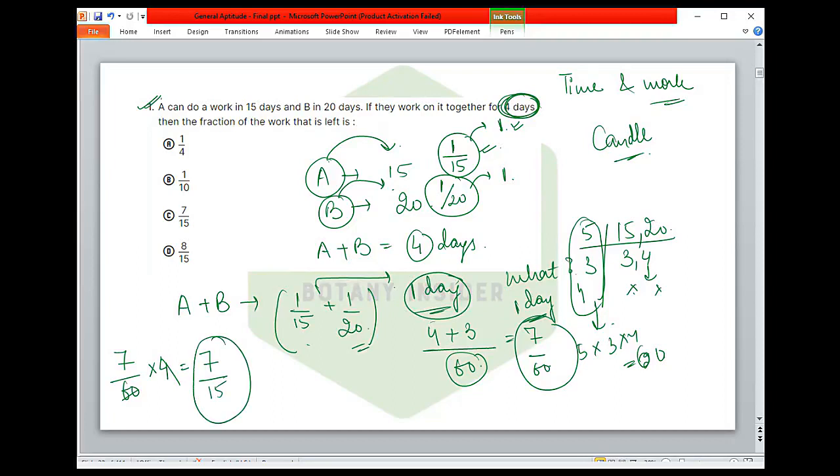Now this is not the final answer. Reason being, the question is asking us the fraction of work that is left. This is the work that is completed. So what is the fraction of the work left? When we are not given anything in the question regarding the amount of the work, we take the total work as 1, unitary 1, minus 7 upon 15, right? So the answer would be 8 upon 15. So D will be the correct answer for this particular question.